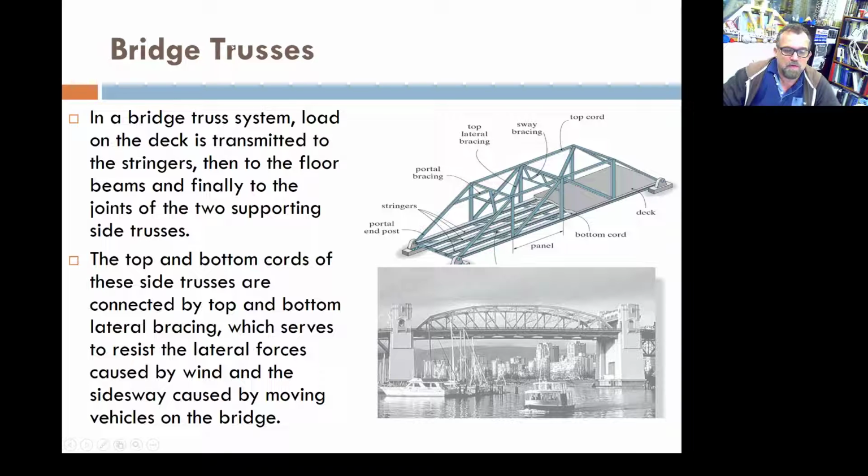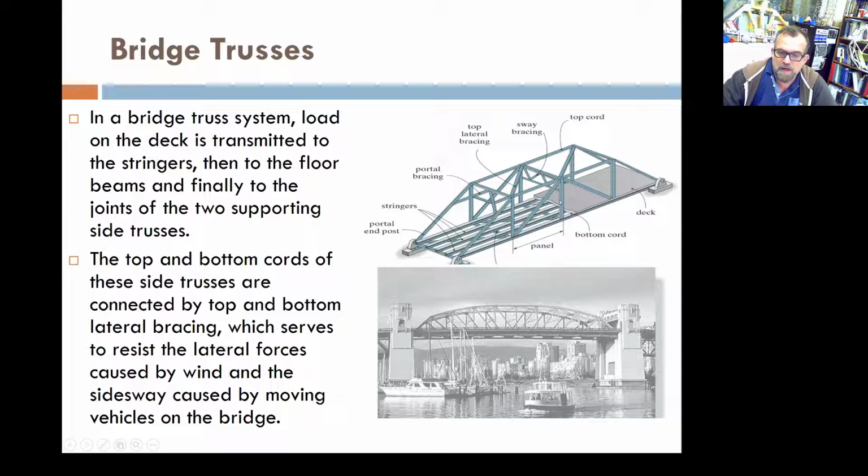You also have bridge trusses, and as you can imagine, it's not only one truss. It has to be two parallel trusses, and usually you have two connected in a single span. You can have multiple spans, but they are not continuous. They are single spans. And you can also have cantilever trusses.